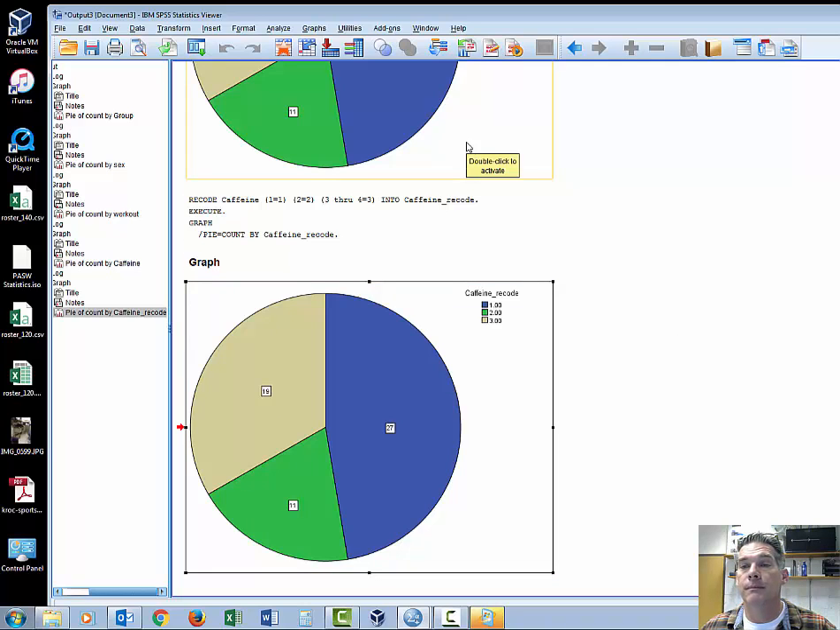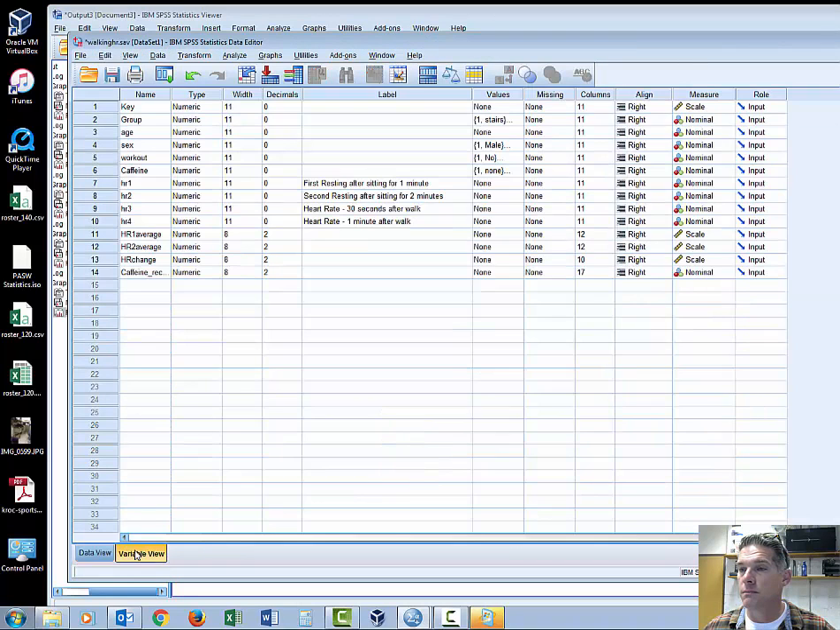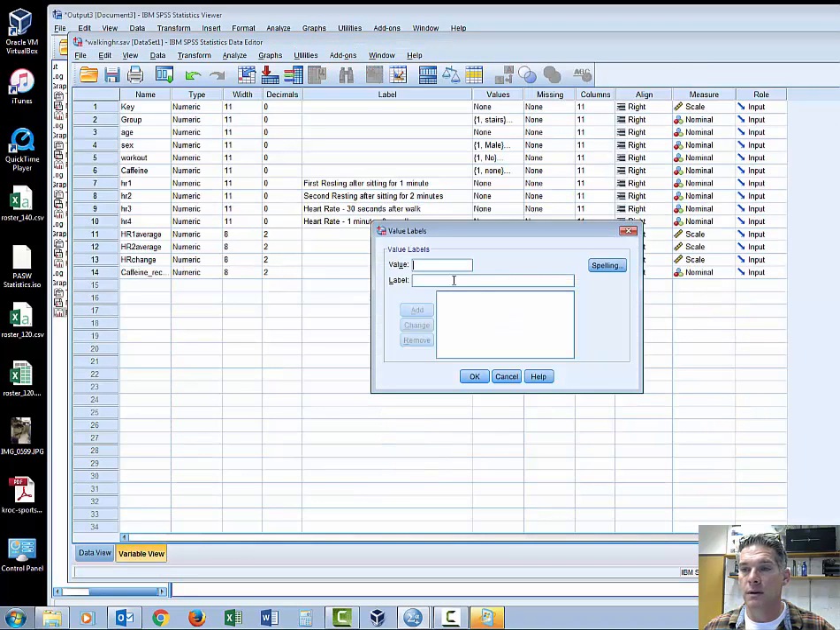Second thing, let's label that variable. Go back to my variable view and go to caffeine recode. 1 is none, 2 is light, 3 is moderate and heavy use.